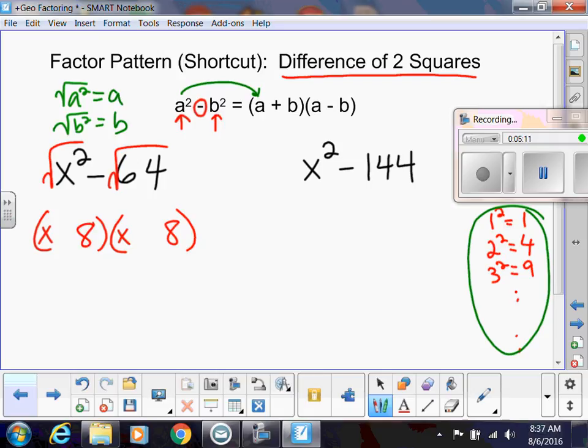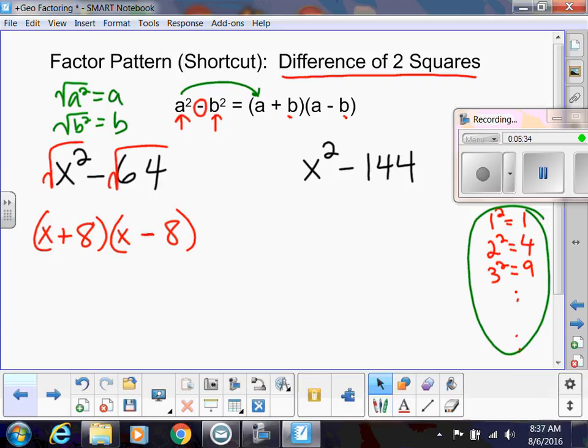Notice that I did the square root of positive 64 and not of negative 64. The reason is because, remember, this minus is what gives us the one number's positive, one number's negative. So when we're talking about how do I get to this b, I'm not considering that negative sign for at least the shortcut part. All right? So I would be done with that. That's x plus 8, x minus 8.